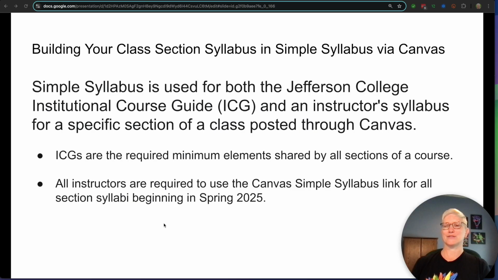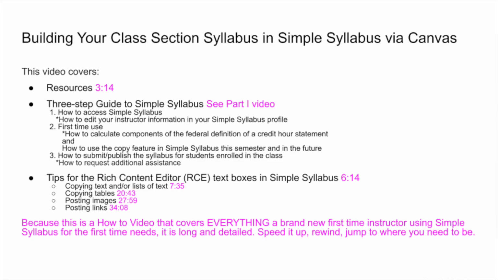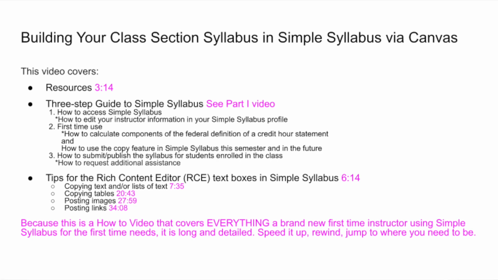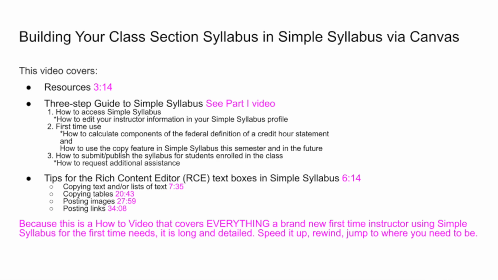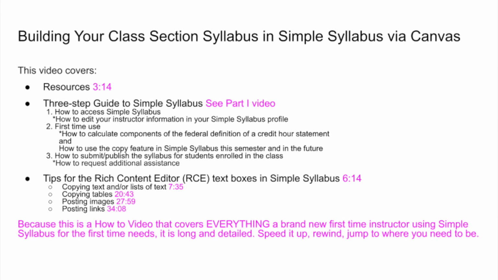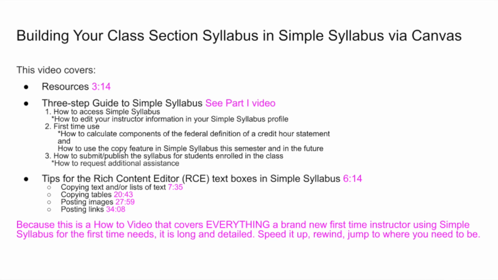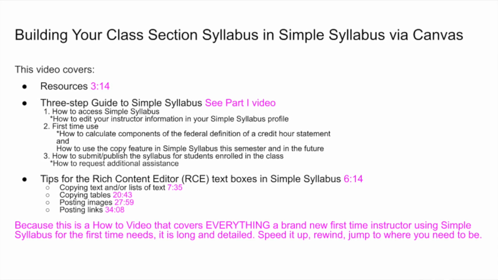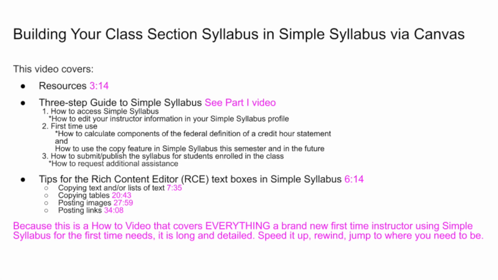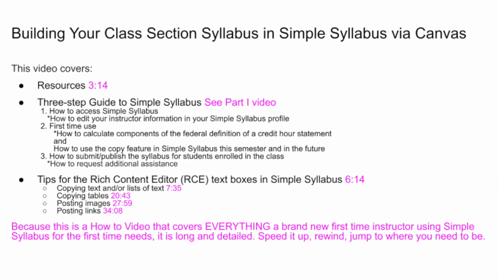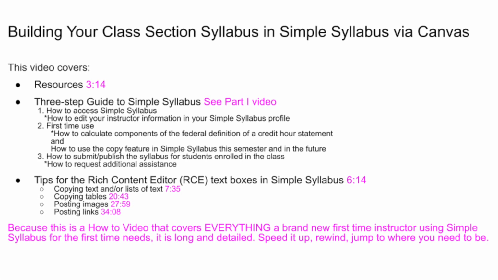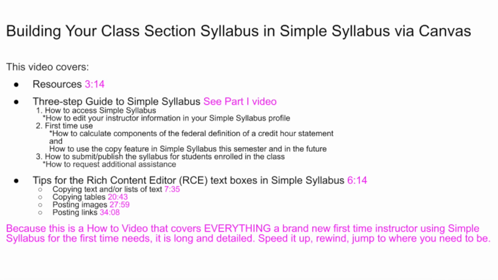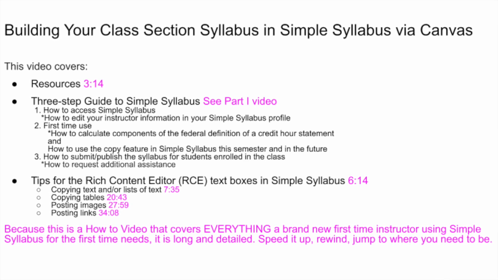So this video is divided up into two components. You can access whatever component you need. After I record the video, I'm going to come back into this slide and add some minute markers so you can quickly jump to whatever part of the video you might need. The first part of the video is going to be focused on the 3-step guide to Simple Syllabus with a couple of bonus features related to editing your instructor information and how to request additional assistance.